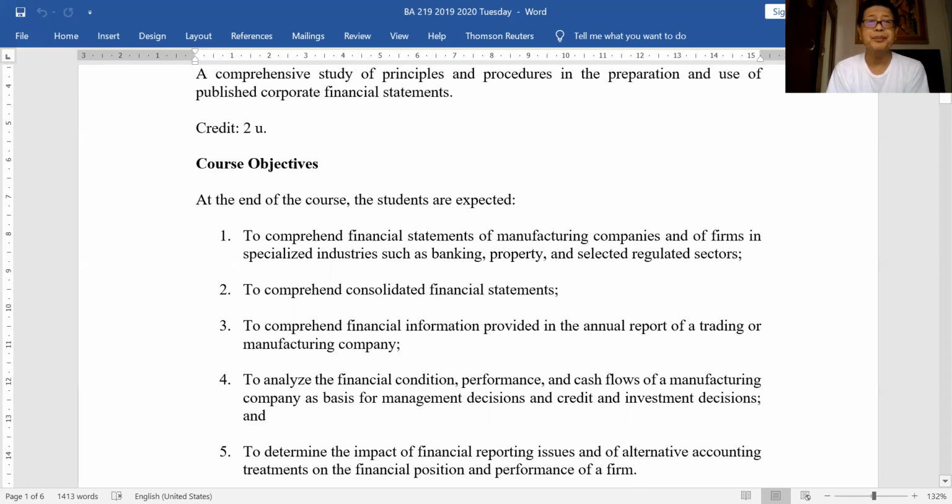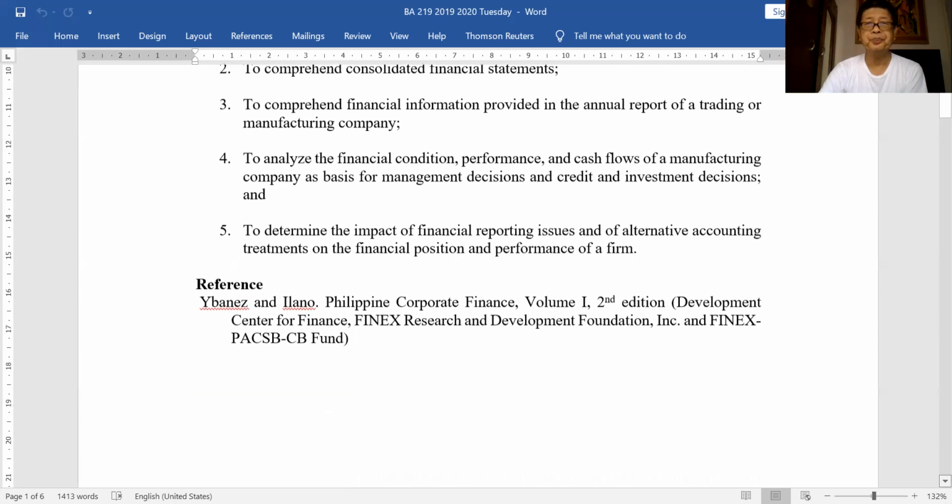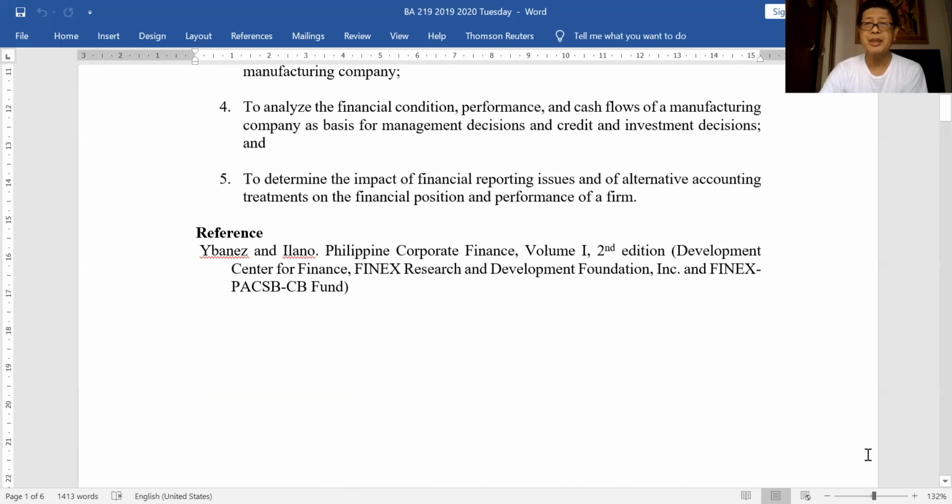And lastly, to determine the impact of financial reporting issues and alternative accounting treatment on the financial position and performance of a company. So our main reference book is actually Volume 1 of Philippine Corporate Finance, published by the Development Center for Finance and Phoenix PAXB CB Fund.